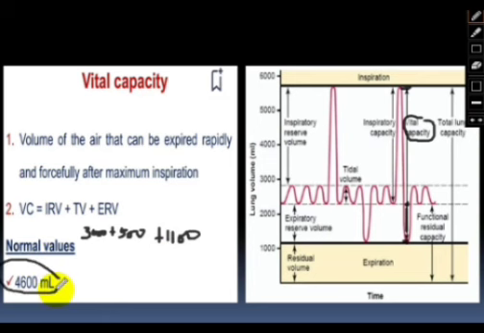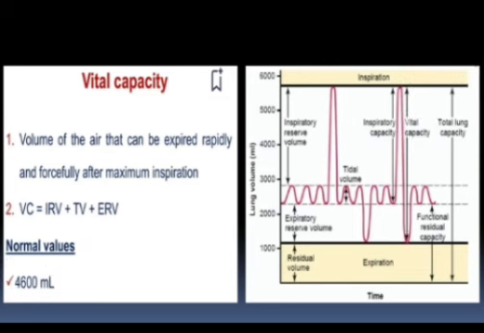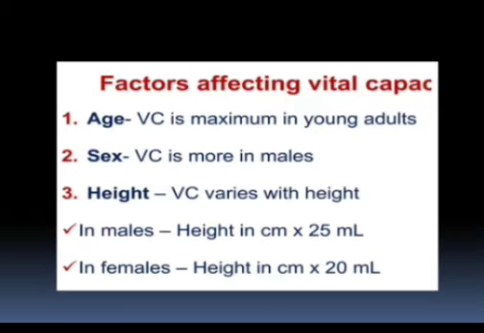4,600. So the vital capacity is 4,600. Good. There are some factors that can affect vital capacity. Number one is age. It is maximum in young adults. Sex. It is slightly more in males than in females. Height. Let's say slightly higher in tall people, and lower in short.